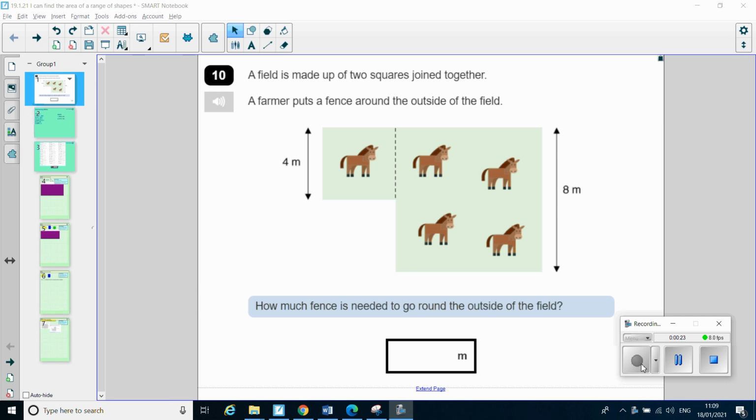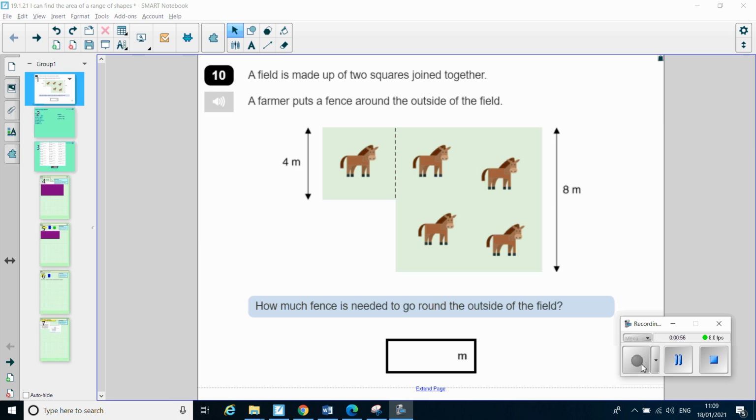Now, this is the question that most people seemed to struggle with, or the fewest of you got the answer correct. Sometimes it's a little bit tricky with perimeter when they give you some shapes stuck together like this. So here we've got two squares stuck together. I'm just going to read the question to you. A field is made up of two squares joined together. A farmer puts a fence around the outside of the field. How much fence is needed to go around the outside of the field?